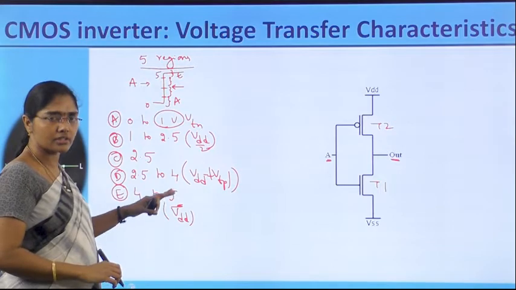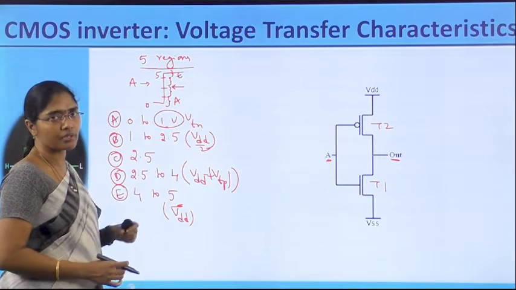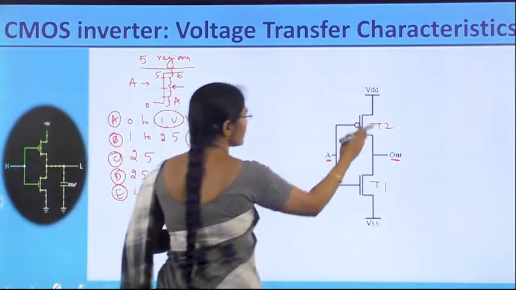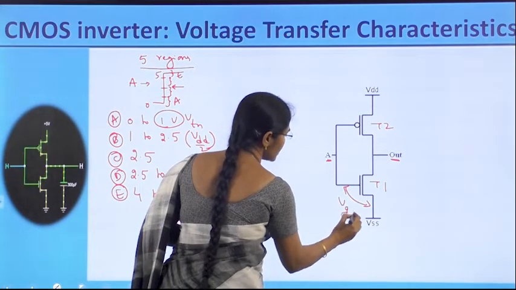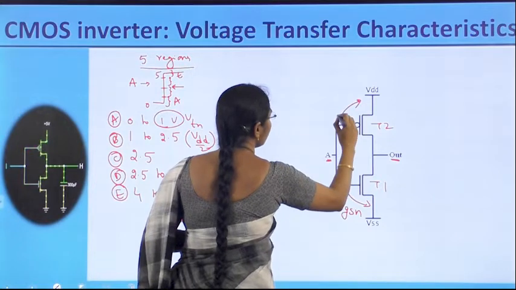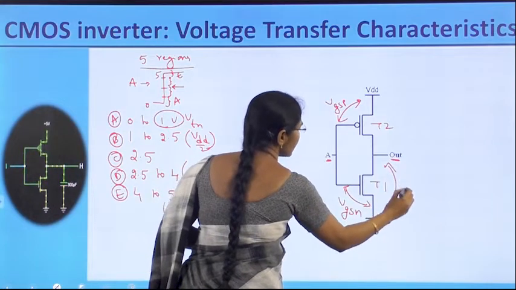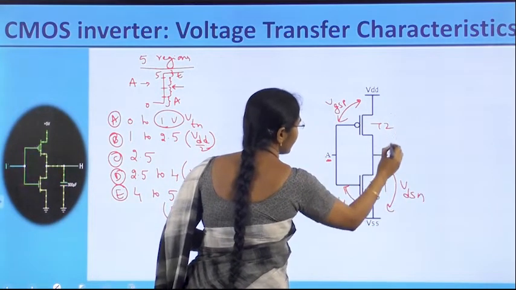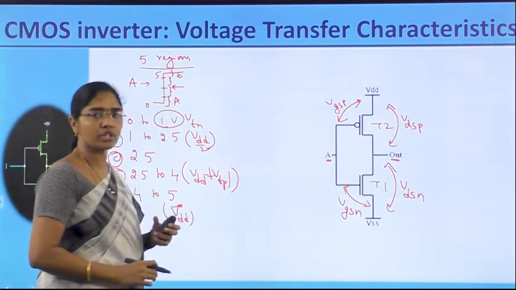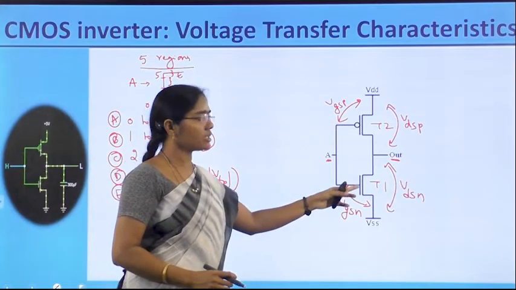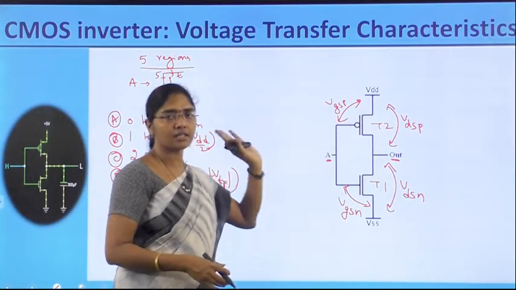Now, this is A to E. This is important. The regions of operation mean division of the input voltage and checking the operating conditions of T1 and T2. To know the operating condition of T1 and T2, we have to know the VGS and VDS values. So, VGSN, VGSP, VDSN and VDSP. After knowing these 4 equations, we can tell whether T1 is in saturation, non-saturation or cutoff. Similarly, T2 is also in saturation, non-saturation or cutoff.